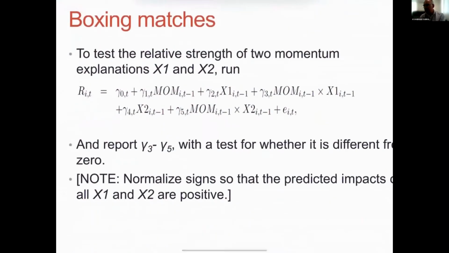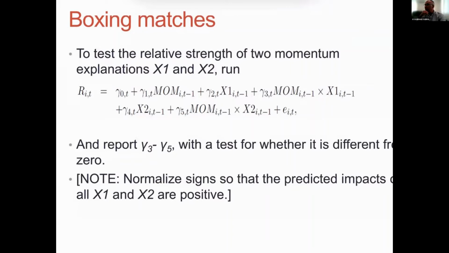Let me then propose one other thing that we do. We just ran a horse race and found that the ID variable, frog in the pan ID, is in fact the most robust variable. But what we want to do next is a bilateral test. That is to say, we want to make the explanations compete with each other in a bilateral sense, which we call boxing matches. So here's the methodology we use for that.